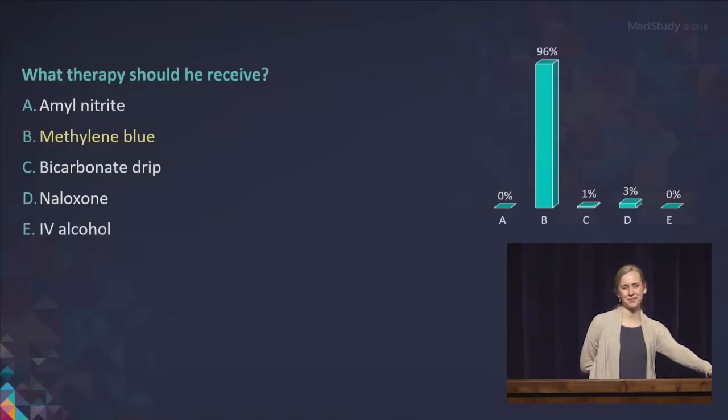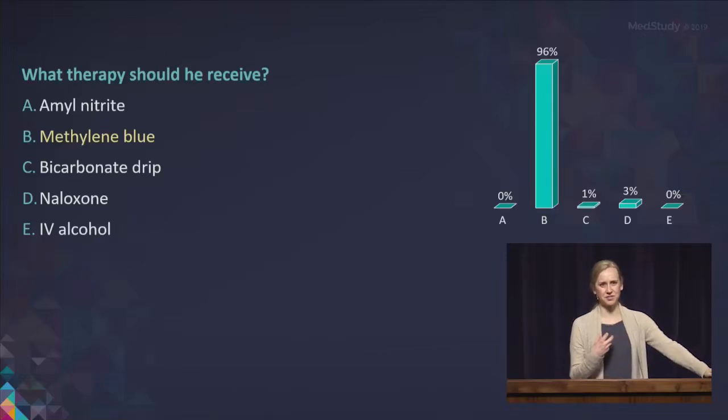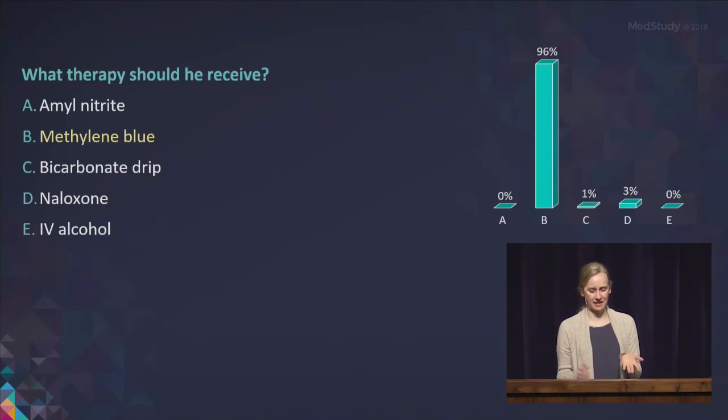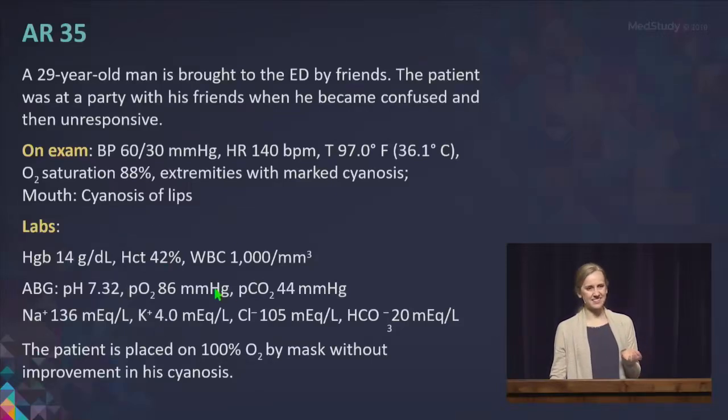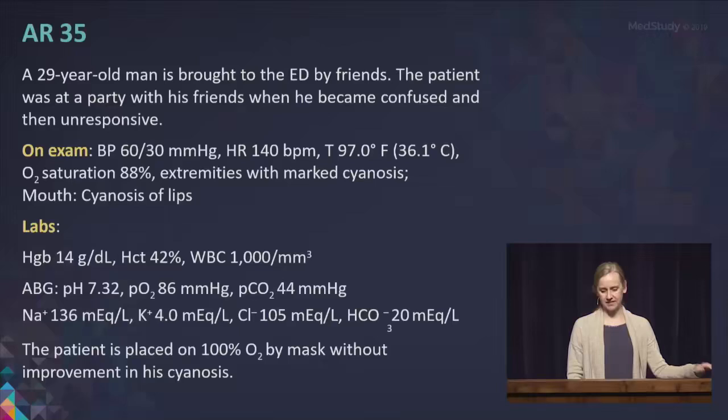Good. I'm so happy with that 96%. So methylene blue, right? Because poppers are bright blue. This is a person with nitrate overdose. The thing that really gives it away here is we have cyanosis that doesn't improve when we give 100% FiO2. And he continues to have an oxygen saturation of 88%, even though the partial pressure of oxygen in his blood is 86 millimeters of mercury. So he really should be able to get more oxygen loaded onto that hemoglobin, but he can't because it's methemoglobin.